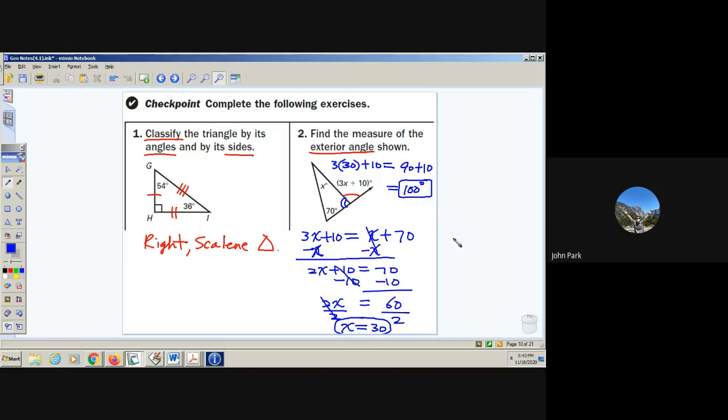Okay, so that's how we use the exterior angle theorem, because the outside angle here, the exterior angle, is going to equal the sum of the two non-adjacent, which means the two angles that are not next to the exterior angle there. Okay, all right.